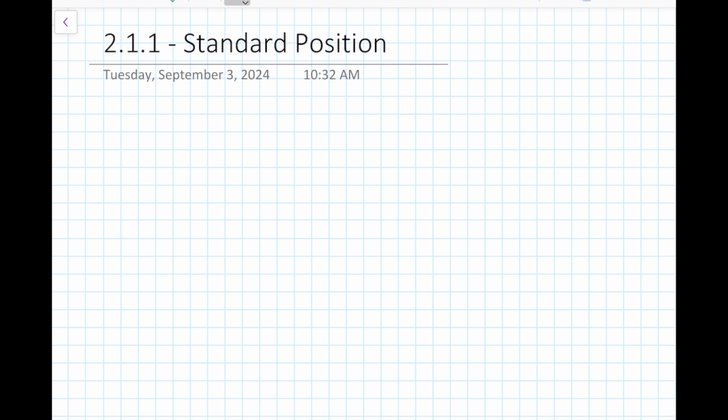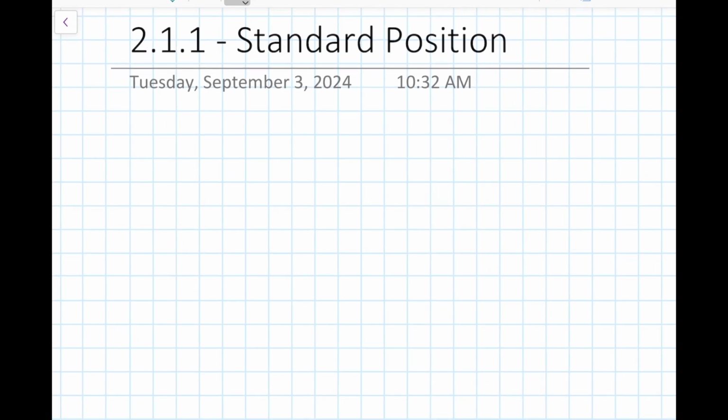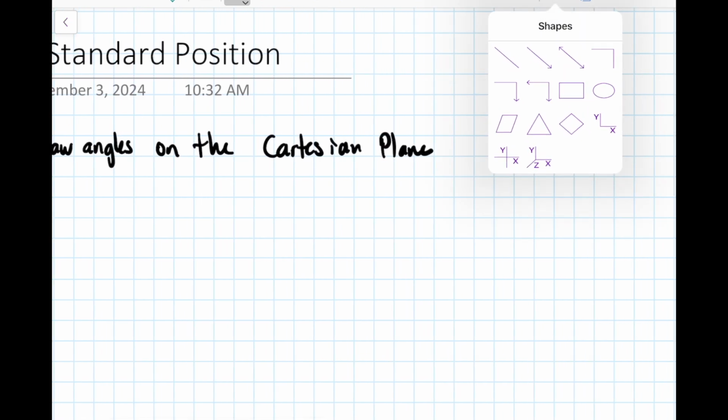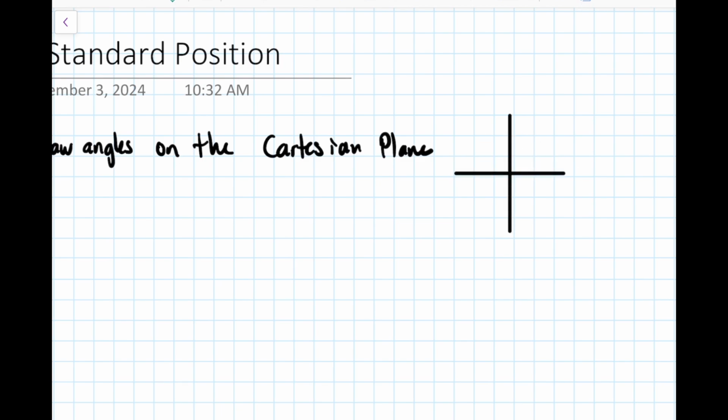But before we get there, we've got a few things to set up first. Something that you may or may not know is that when we're working with angles, we can draw them in a place that we wouldn't normally expect. We're used to thinking of angles in terms of triangles. But another place that we can deal with them is on the Cartesian plane, which is a name that you may or may not remember. The Cartesian plane is just your axes, your x and your y.